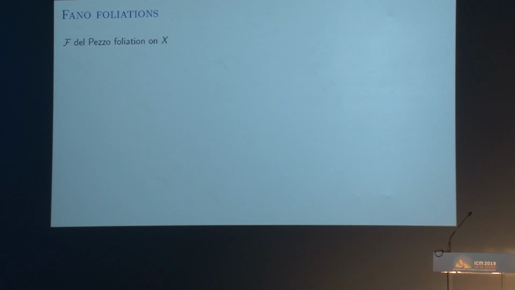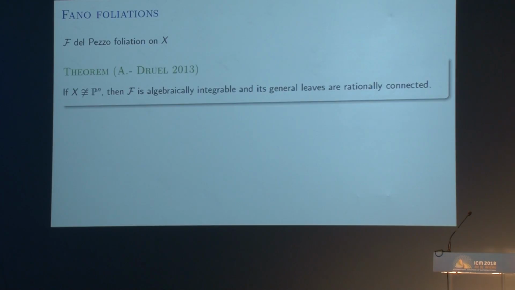Okay, so then we started a systematic study of del Pezzo foliations. The first theorem that we proved is an algebraic integrability criterion for del Pezzo foliations. We proved that if X is different from Pn — we saw that in Pn there is a del Pezzo foliation whose leaves are not algebraic — but what we prove is that this is the only possible case.